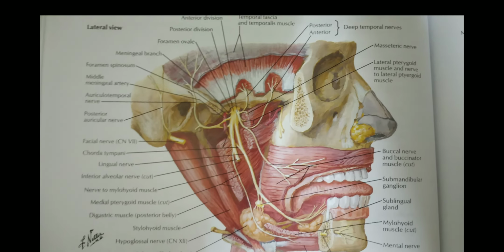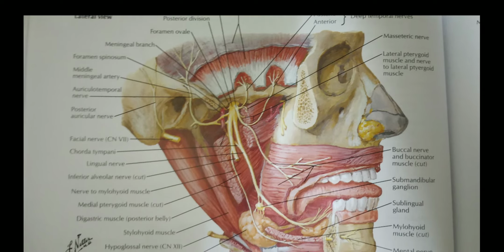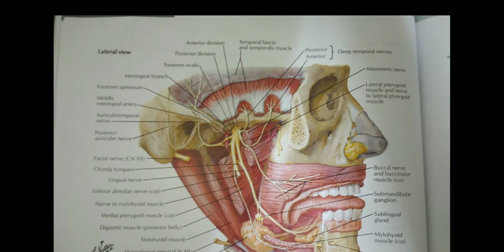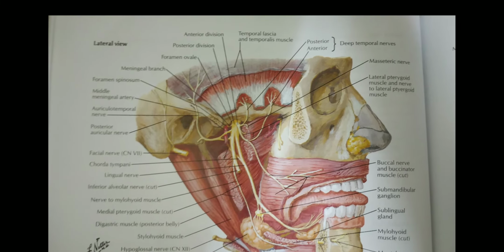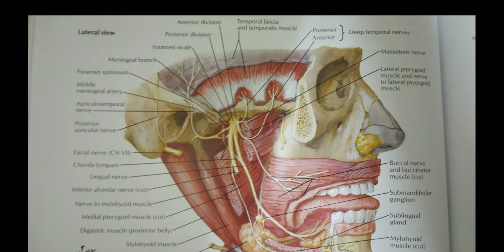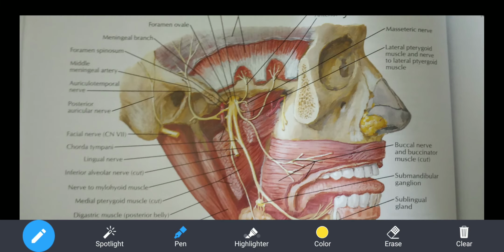Now see this. Yes. See what we have done? We have cut the zygomatic arch. Correct? We have cut the zygomatic arch. Then we are able to see this. What we are seeing is the temporalis muscle, which is cut.